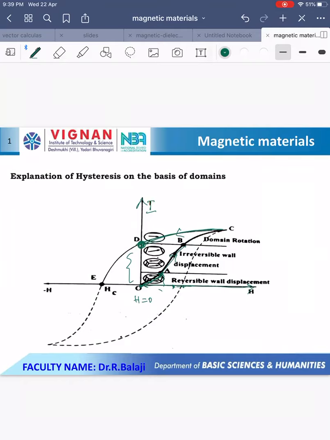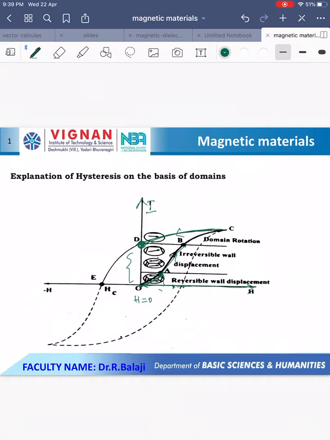This is called spontaneous magnetization, and this magnetism is called residual magnetism. The magnetism which remains in the material even after the magnetic field is removed is called residual magnetism. And in our diagram, OD is called retentivity.